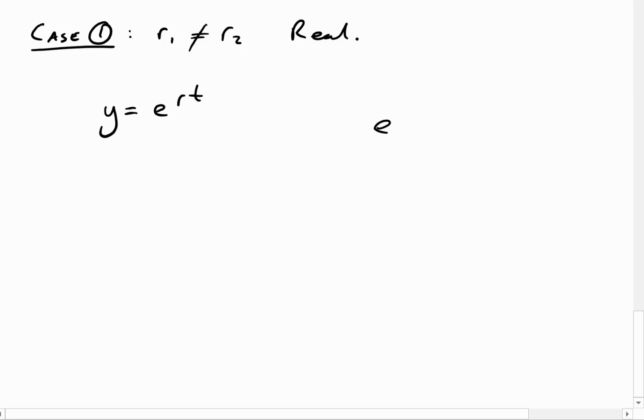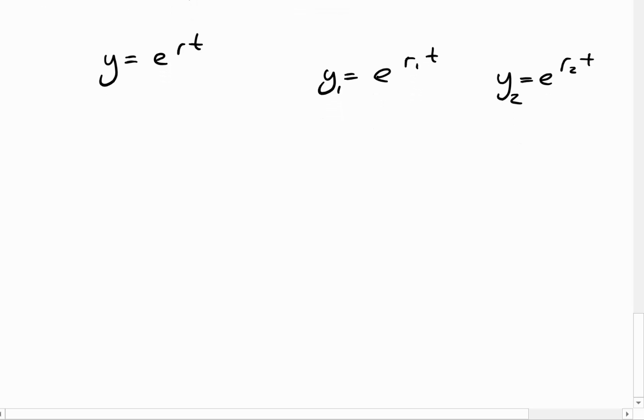So we've got y equals e to the r1 times t, and y equals e to the r2 times t. These two things are going to be different, fairly obviously. So let's call this solution 1 and this solution 2. We can still have both of those, so we've now got two solutions to our original differential equation.